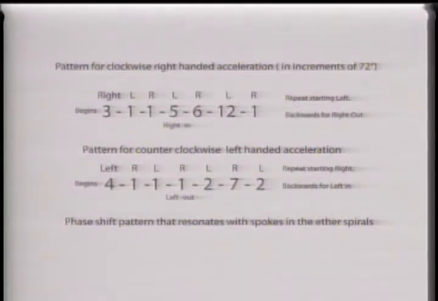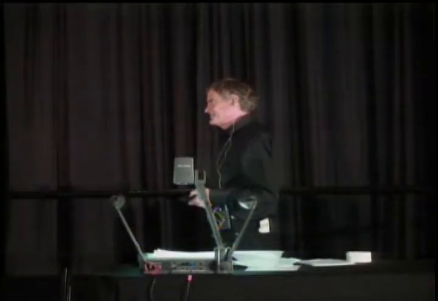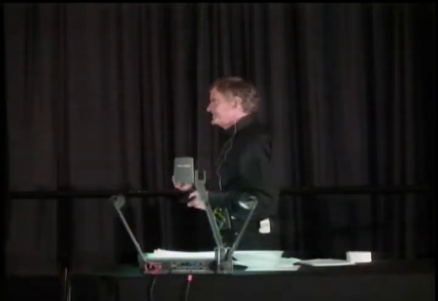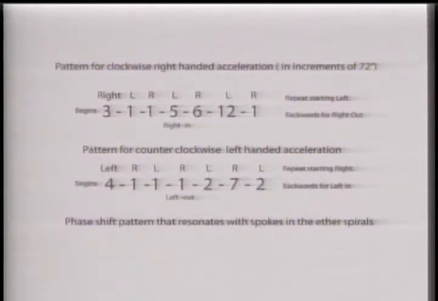For a right-handed spiral, it would be first 3 seconds you see it on the right side, then traveling left, then the fifth second is right, then for 5 seconds you're seeing it at the beginning of the second, travel left, and so on. And that's for the 7 seconds. For a right-handed outspiral, it would be the backwards. It would be 1-12-5-1-1-3. And for a left, it would be 4-1-1-2-7-2. And backwards for a left in.